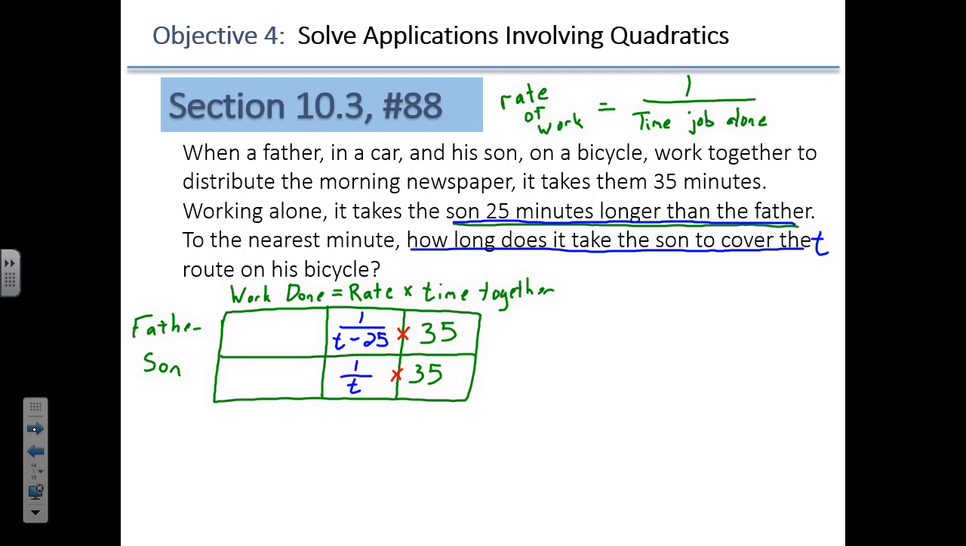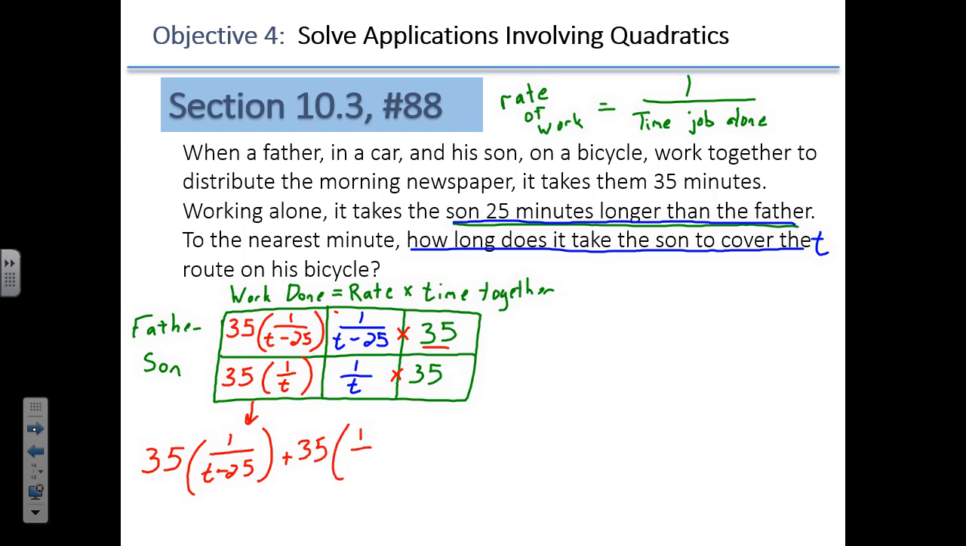So if we multiply the time of the father times the rate of the father, we get 35 times 1/(t minus 25). And for the son, we'll have 35 times 1/t. And the key to this problem is the fact that the amount of work done has to equal one whole job. So we can say 35 times 1/(t minus 25), that's a subtraction sign, plus 35 times 1/t, that should equal 1.